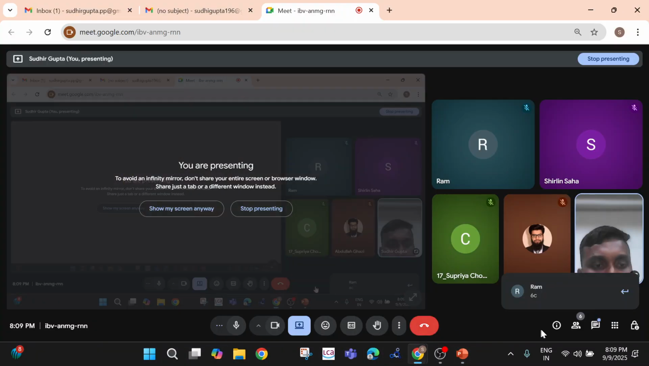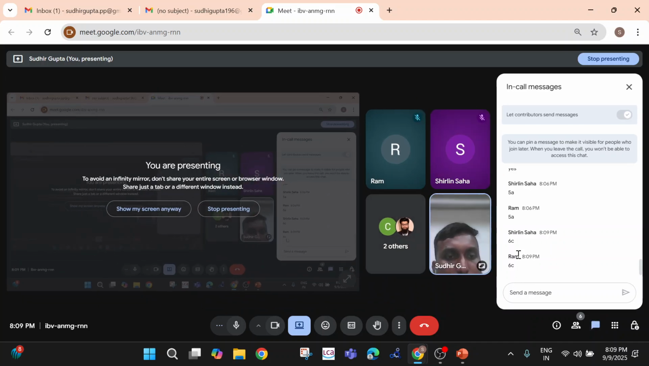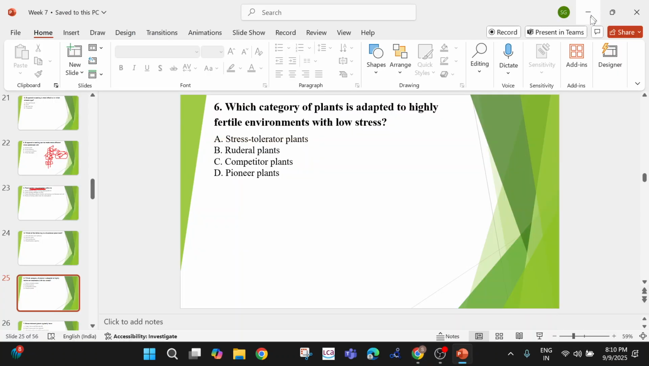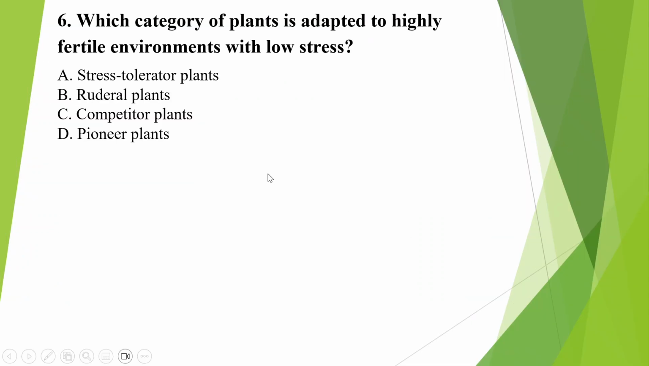Let us see. 5A and 6C. So most of you are saying it's the C, competitor plants, and other plants like stress tolerator plants, ruderal plants, or pioneer plants, they are not the correct answers. Since all of you know these competitor plants, they thrive in fertile and low stress conditions, which was mentioned in the question. So these were the key behavior of these kinds of plant, and they are having large leaves or fast growth rate and high nutrient uptake.